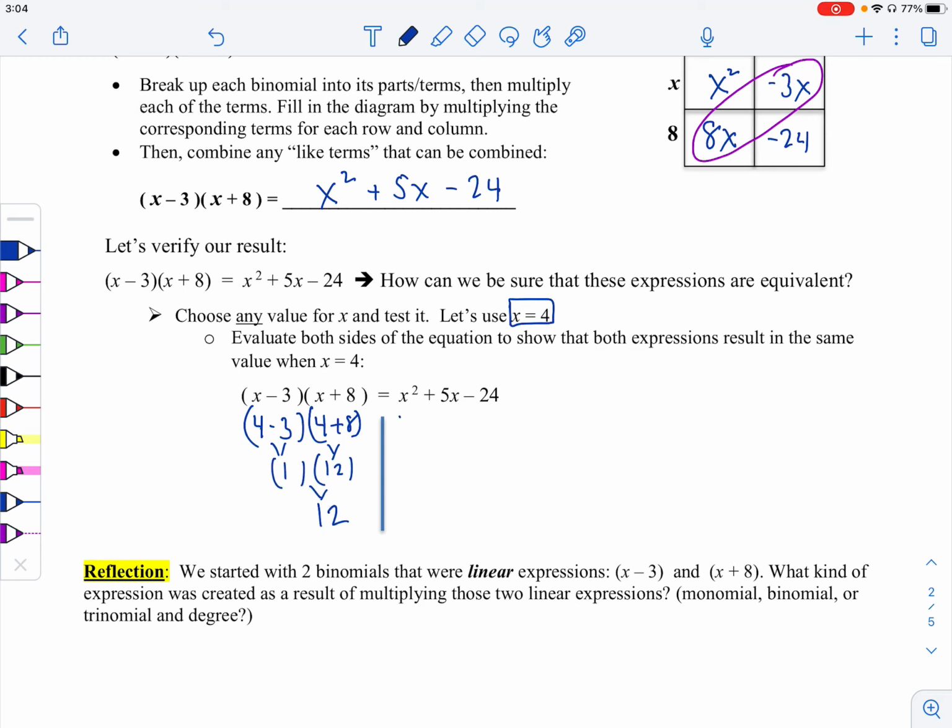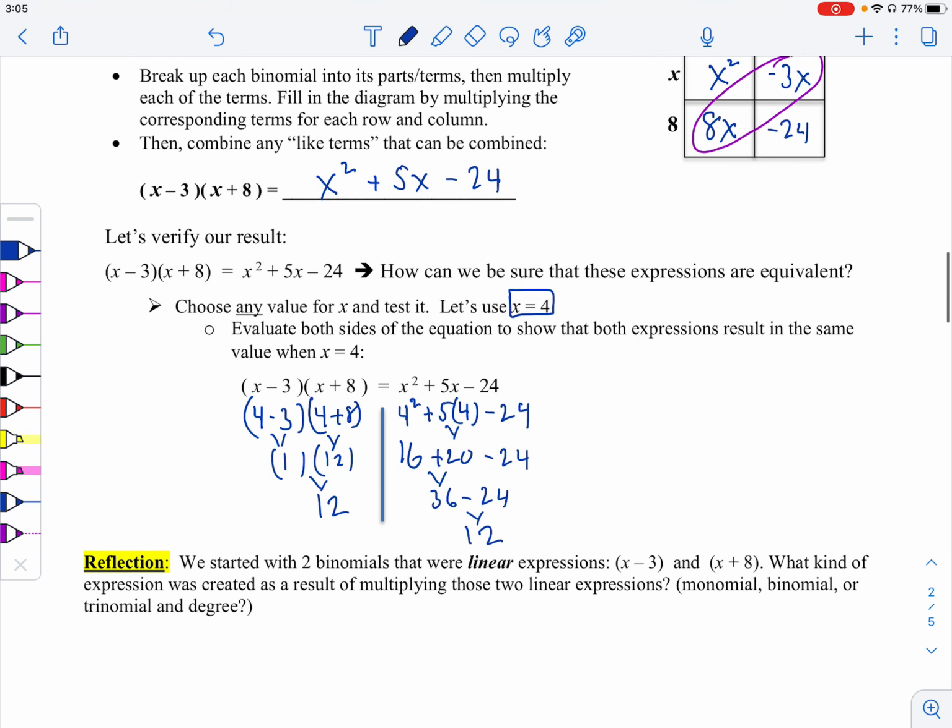See the other side. So 4 squared plus 5 times 4. 4 squared, 16. 5 times 4, 20, minus 24. And then we have addition subtraction. We go left to right. So 16 plus 20, 36 minus 24. 36 minus 24 is 12. So they're both equal. So that works.